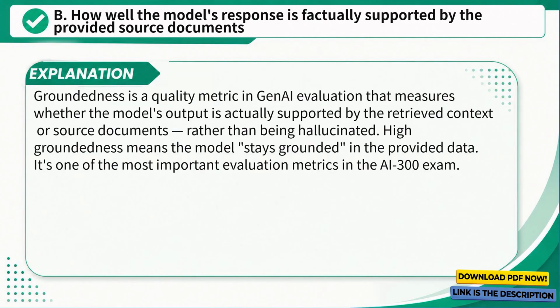Explanation. Groundedness is a quality metric in GenAI evaluation that measures whether the model's output is actually supported by the retrieved context or source documents, rather than being hallucinated. High groundedness means the model stays grounded in the provided data. It's one of the most important evaluation metrics in the AI-300 exam.